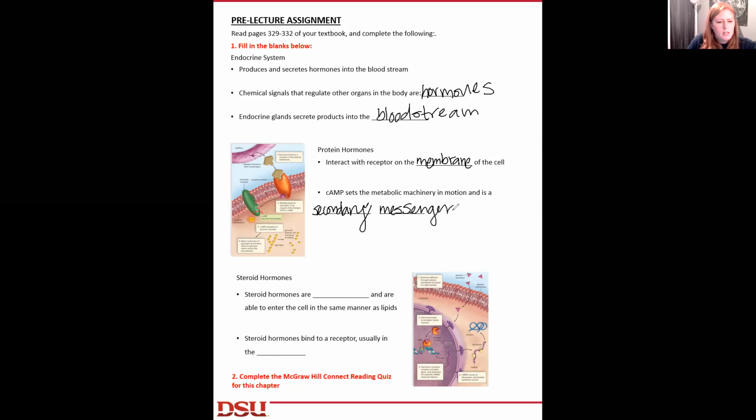Steroid hormones are hydrophobic and able to enter the cell in the same manner that lipids do across the cell membrane. So steroid hormones are going to bind to a receptor once they get in, and that receptor is usually in the nucleus to promote whatever change is needed by the hormone.